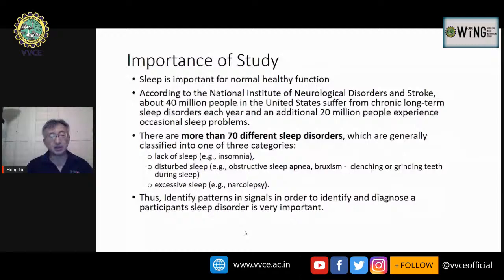There are professional healthcare personnel who try to use medical means to solve the sleep disorder problem, and they mainly rely on medication. They use drugs to help people overcome the sleep disorder problem. In our research, what we want to do is basically use non-medication methods to try to address the sleep disorder problem.